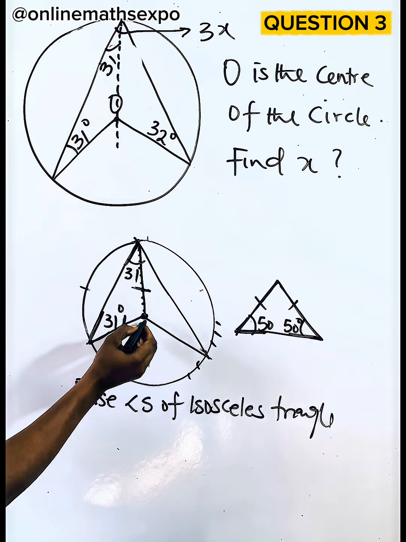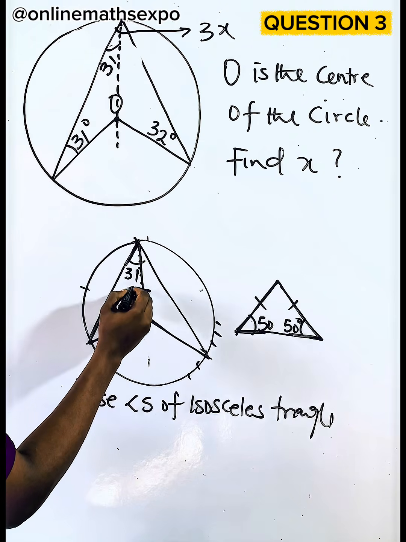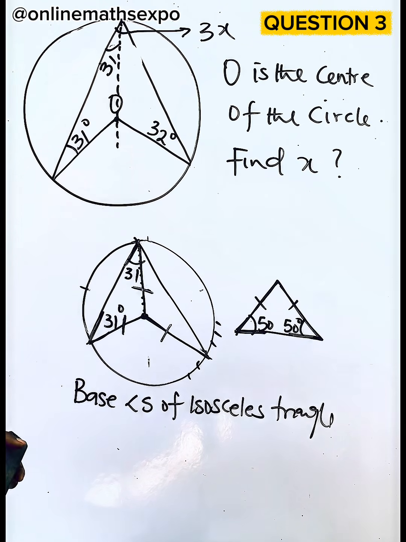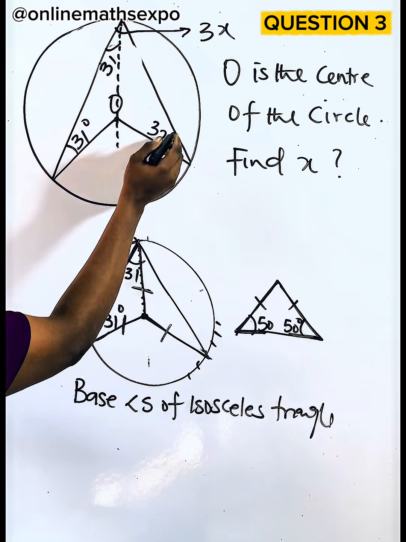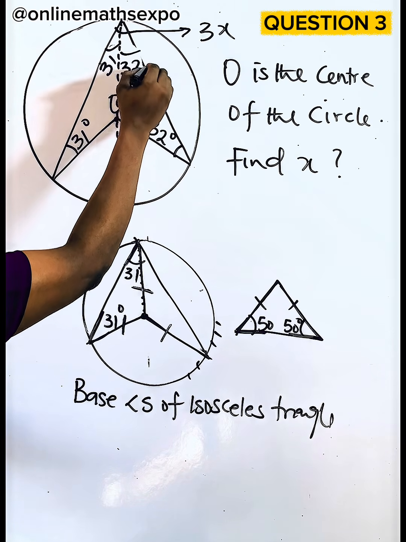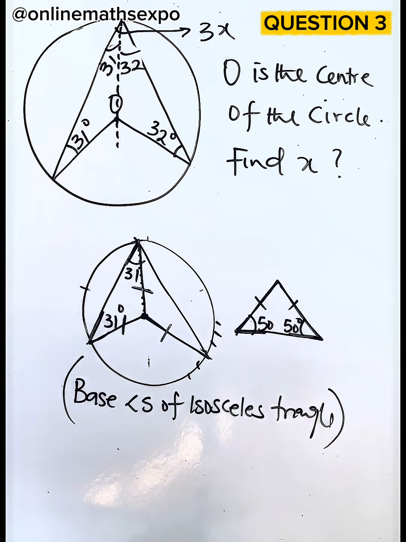Observe also that this is your radius, and this line is also your radius. So it means this and this are also the same. Apply the same property. It means that if here is 32, here will also be 32. Did you see that? The same reason, base angles of isosceles triangle. Now, what do you do next?